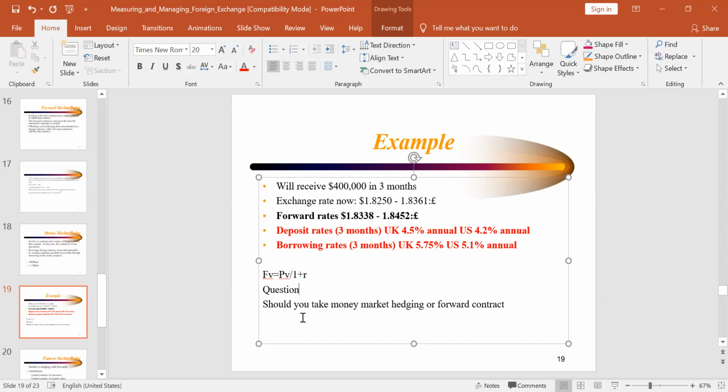In this case, these are receivables you are expecting. You have the forward rates with you. You have the borrowing rates. Then you have the fixed deposit rates. You are in US, you are in UK, and this is an amount you are expecting from a customer in US. And it should be paid in 3 months. Those are the rates. So I want us to take that example, which will help us understand money market hedging better and also understand the forward rate more.